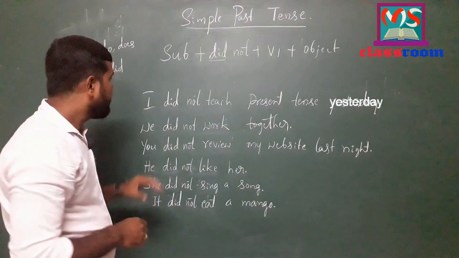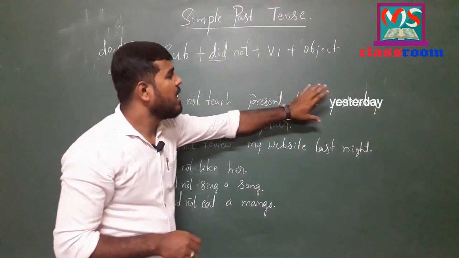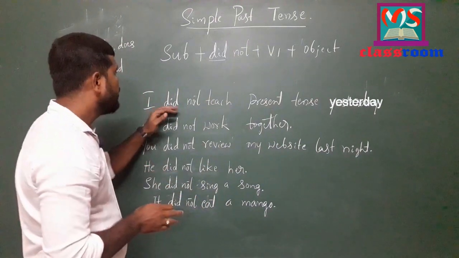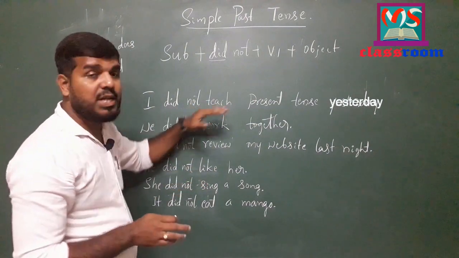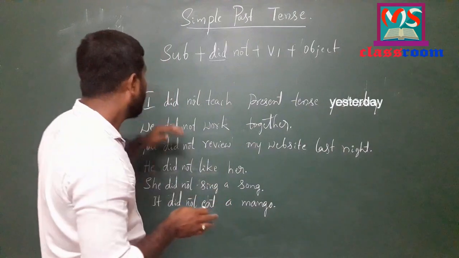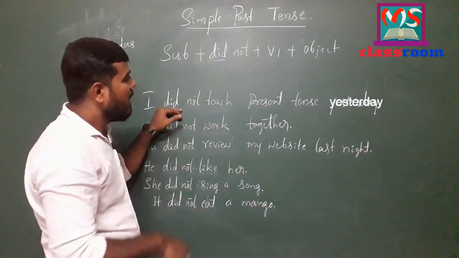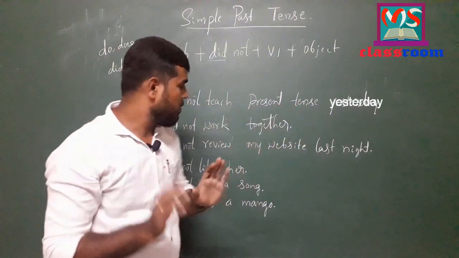Take first example. I did not teach present tense yesterday. Here I is first person singular, did not, did is past form of do form and teach is the main verb or present type of verb. Why? Because I have used did to indicate the tense, and present tense is object, yesterday is adverb.